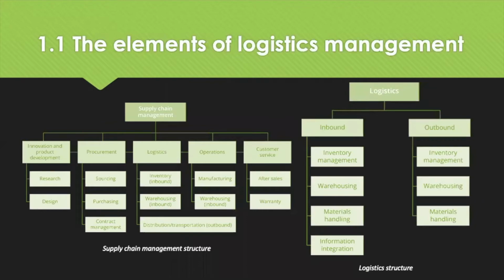So logistics management and the elements within it include integration of information, transportation, inventory, warehousing, materials handling, packaging, and security. But they fall under two main headings. You've got the inbound and the outbound. So inbound, these are all the activities from receipt of goods to the use of production line.